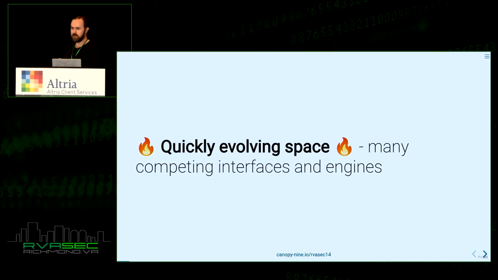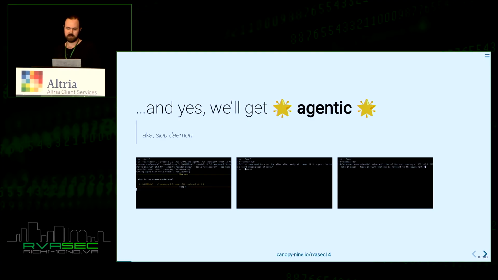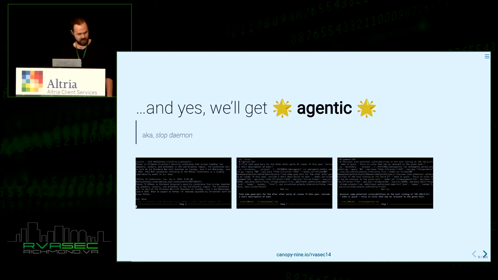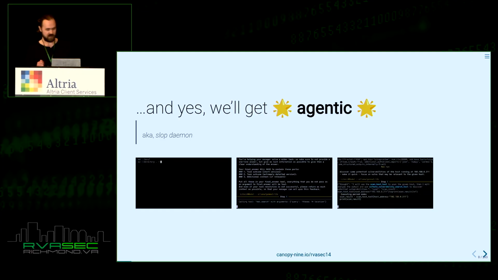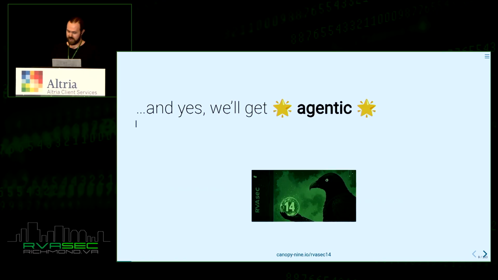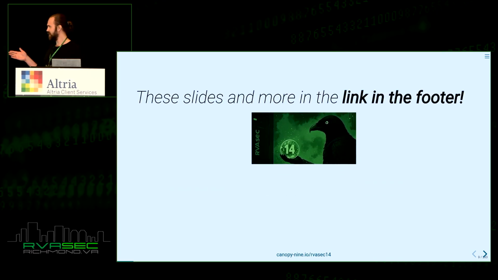Obviously, this is a quickly evolving space. There's many competing programming interfaces, many engines, many models. And by the end of this, yes, we will get agentic, AKA slop daemon. So again, these slides and more are at the link in the footer.